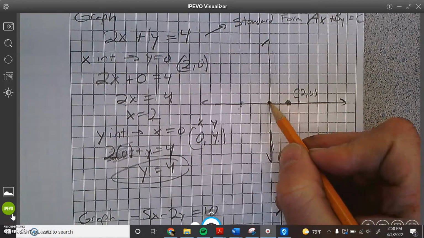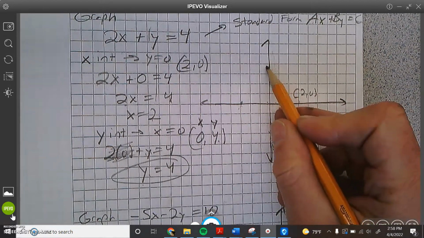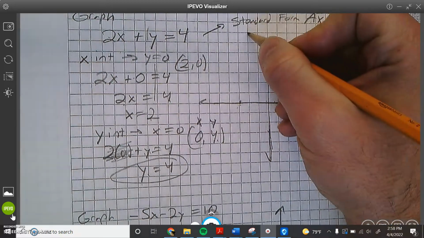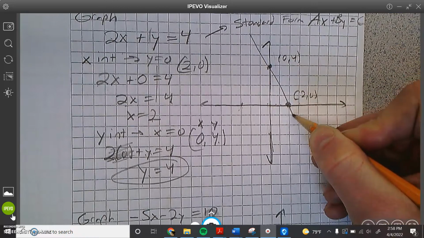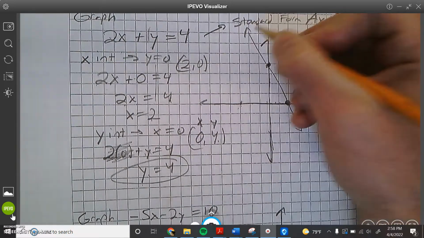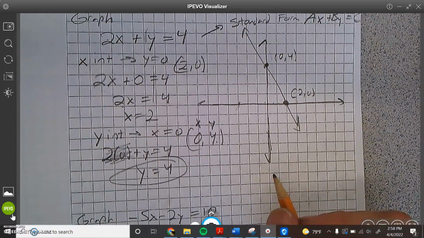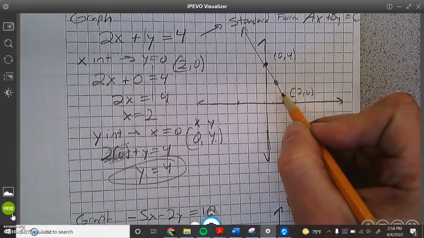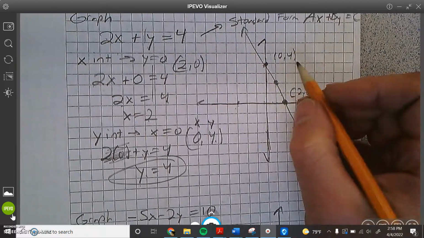There we go. 1, 2, 3, 4. Pop, pop, pop, pop, pop. 0, 4. And here's my line. There it is. Boom. Excellent. And right here, this point right here is also on the line. So these are all the possibilities that actually make this true.